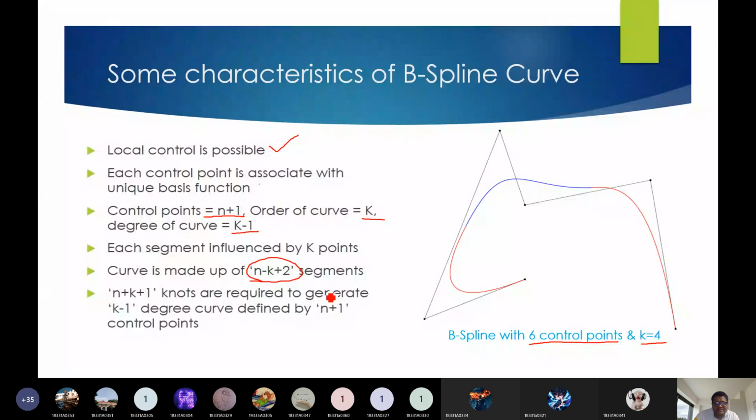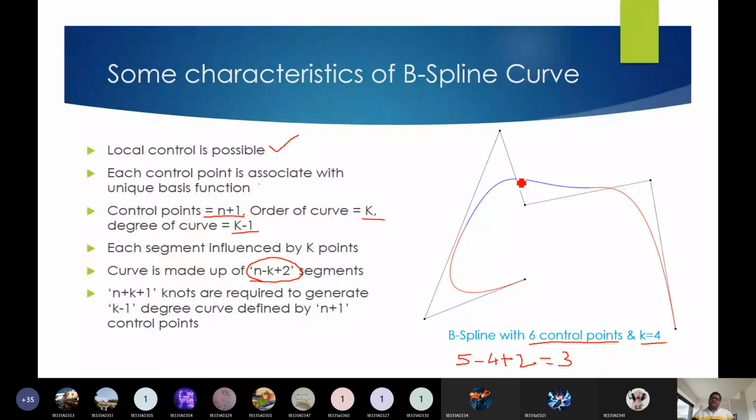So if you substitute these things in this formula, if the control points are 6, n is equal to 5. Why? Because n plus 1 always denotes the control points. So n plus 1 is equal to 6 means n is equal to 5. So I just use 5 here, minus k, where k is equal to 4 for this diagram, plus 2. So this gives the overall number of segments of the final curve. That is the reason the B-spline curve is divided into 3 segments.